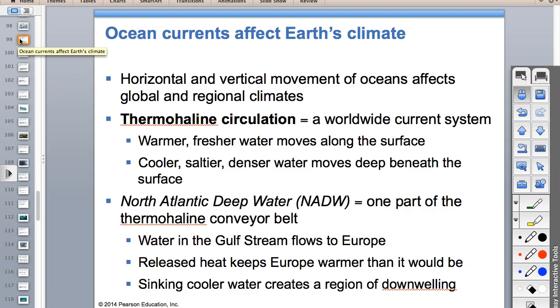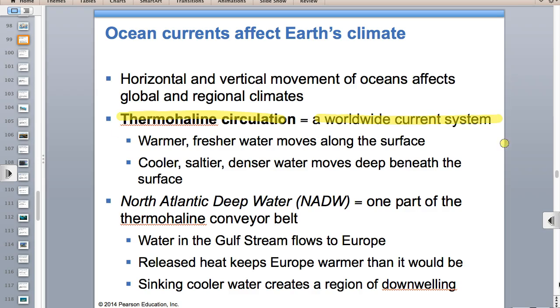So that's called thermohaline. Haline refers to salt; the mineral salt, sodium chloride, is halite. Halite, this is talking about salt. So thermohaline circulation is temperature and salinity circulation. And it's this current system I just showed you. Warmer, fresher water stays at the surface, and cold, salty water goes beneath it.